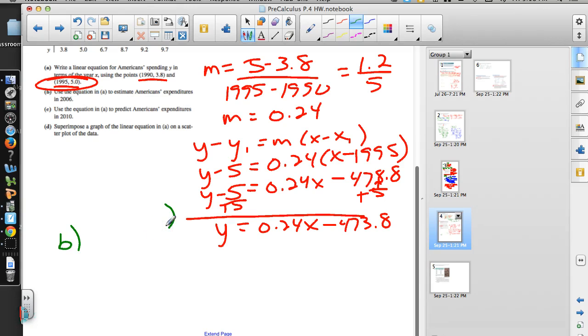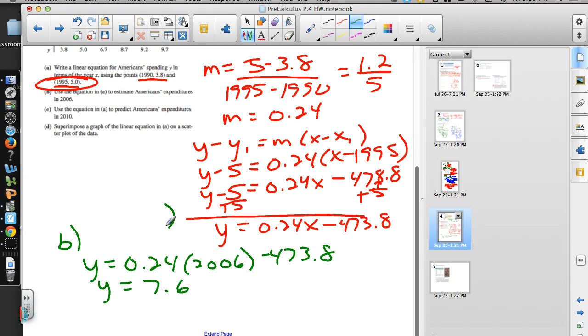And B, use the equation to estimate Americans' expenditures in 2006. So we're going to go ahead and put a 2006 in here and see what we get. So 0.24 times 2006, and then we subtract 473.8, and that is 7.64. But we have to make sure that we're labeling this correctly. And that information was all in trillions of dollars. So dollar symbol and trillions back here.